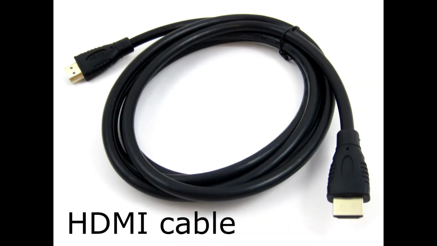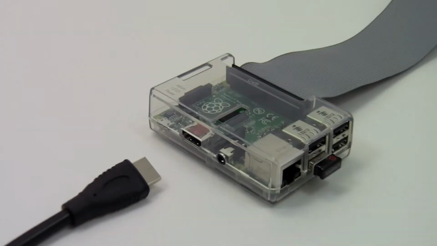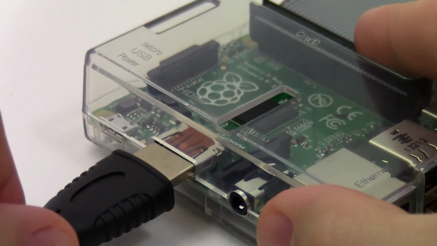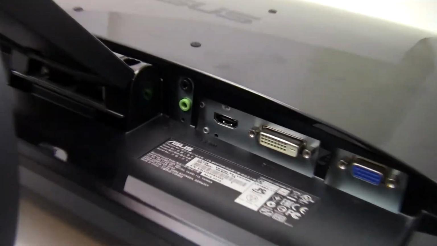Next, you can use your HDMI cable to connect your Raspberry Pi to a TV or computer monitor. An HDMI cable looks like this and is included in your kit. Plug one end of the cable into your Raspberry Pi's HDMI port. It doesn't matter which end of the cable because both ends are the same. Plug the other end of the HDMI cable into an HDMI port on your TV or computer monitor.